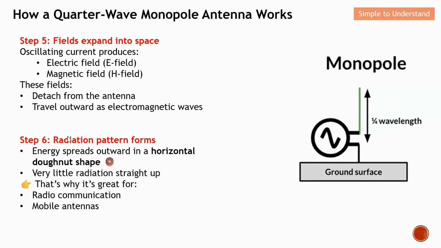Next, step number 6, the radiation pattern forms. The energy spreads outward in a horizontal donut shape, which I have drawn just now. Very little will be radiated straight up, which means that at the tip here, very little will be spread out. That's why it is great for radio communication and mobile antennas, because we can predict that this is the radiation pattern. So it will be good if I put the receiver 360 degrees around this monopole antenna.